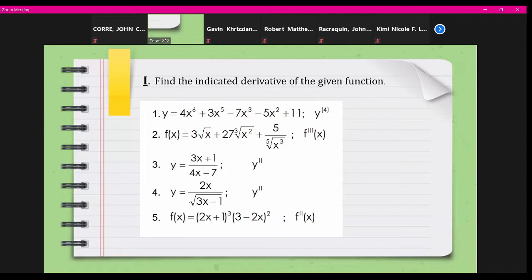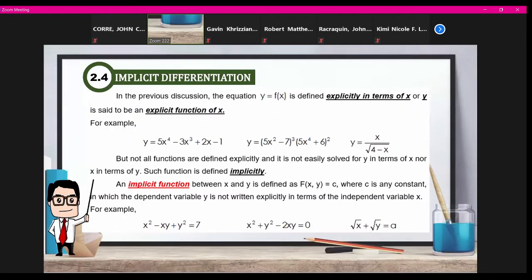Naintindihan mo, guys? Opo. Ayan. So, this will be your assignment. At ang submission niyan ay next week, Saturday, 11:59 p.m. ang deadline natin. Okay, kayang-kaya yan isolve. Okay, now punta tayo dito sa implicit differentiation.